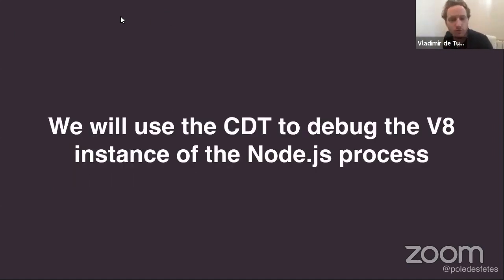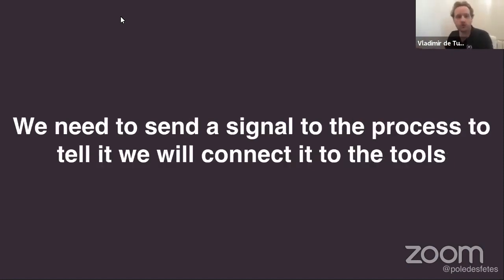So we will use the Chrome DevTools, CDT in short, to debug the V8 instance of the Node.js process. So indeed, there is a Node.js process to use here. And you can't just take any Node.js process and connect it to the DevTools. You have somehow to tell the Node.js process, hey, I want to use you with the DevTools. Would you mind collaborating with them, please?